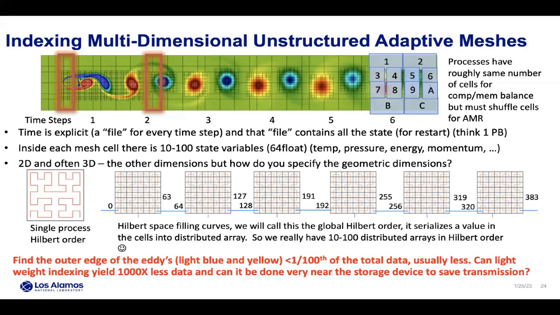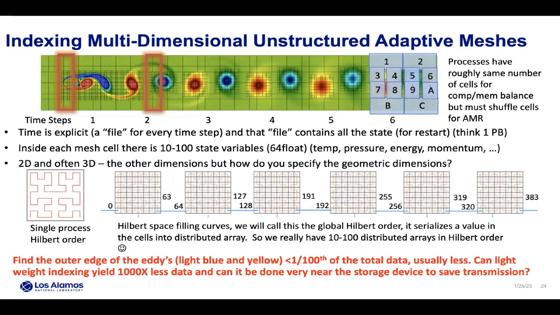Every time step, the data will be serialized out of the nodes that are participating in the simulation and written out to storage. Usually it's in a single parallel file, and it looks columnar if you think about it logically, and multiple variables are stored in the global Hilbert order. But really what's happening under the covers in the storage system is the data is being chunked up and distributed across multiple storage servers, multiple storage devices.